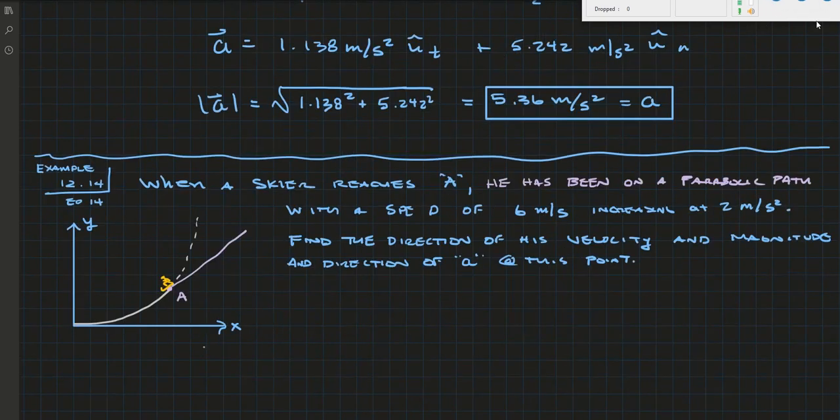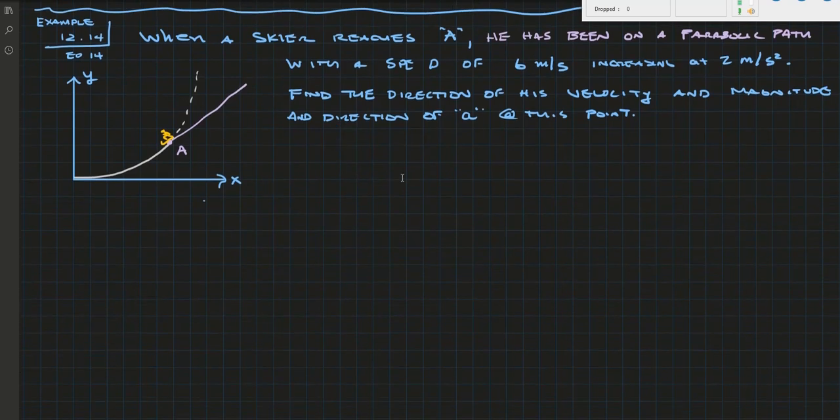Okay, let's try this problem now. When a skier reaches A, he has been on a parabolic path for the last couple seconds with a speed of 6 meters per second, increasing at 2 meters per second squared. Find the direction of his velocity and magnitude and direction of acceleration at this point. So this curve is a parabola, y equals 1 over 20 x squared. So we have y as a function of x.